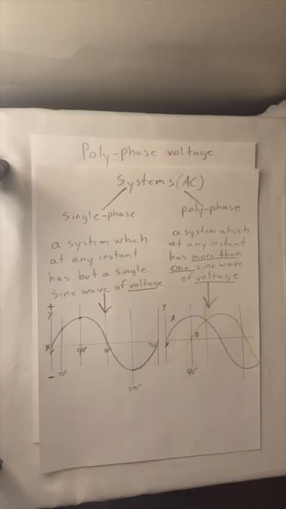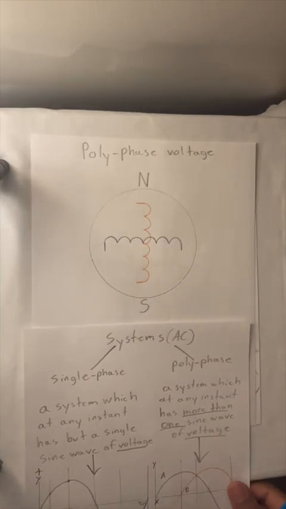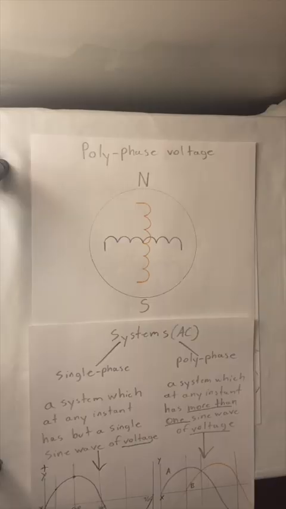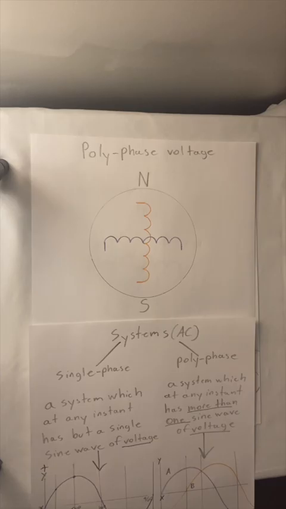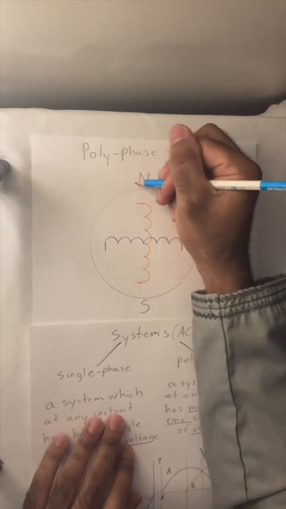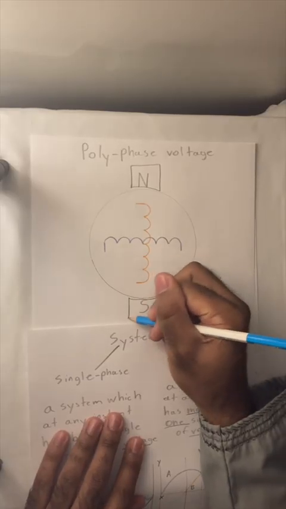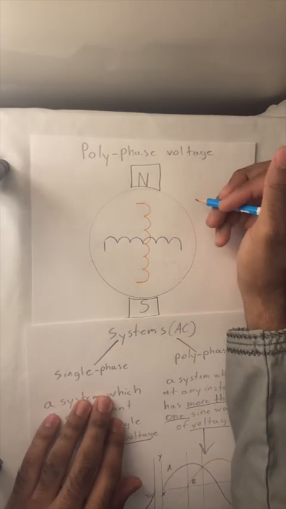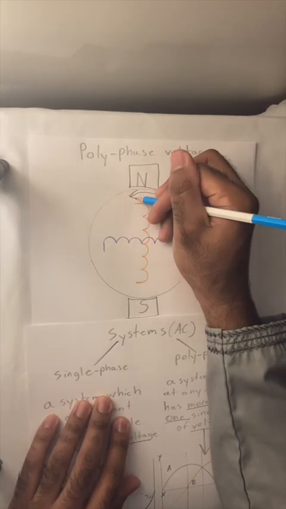As for the generation of a polyphase voltage, it is similar to the single phase voltage. So we have the same setup. We will consider these to be our pole pieces, north and south. We will consider this to be our positive direction.